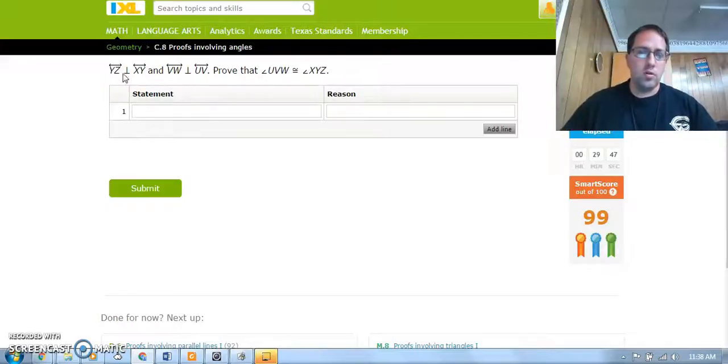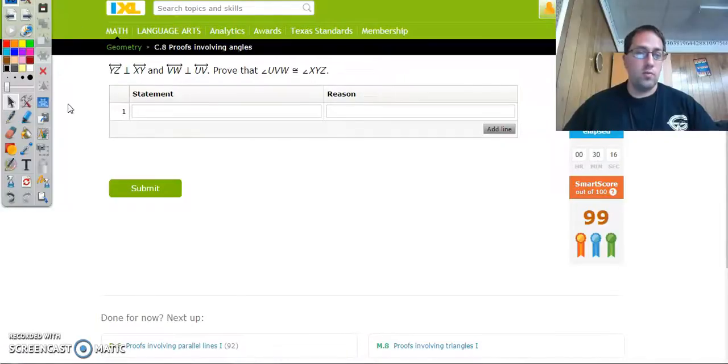All right. So we have this statement here that line YZ is perpendicular to line XY. We also have that line VW is perpendicular to line UV. We want to prove that angle UVW is congruent to angle XYZ. So a couple things going on with this. What are we going to do? I would recommend that we start by drawing a picture so we can see what's going on.